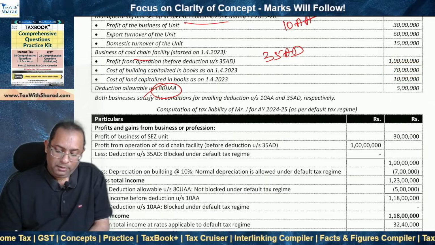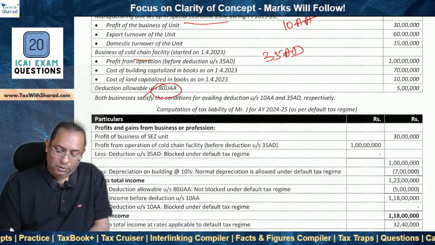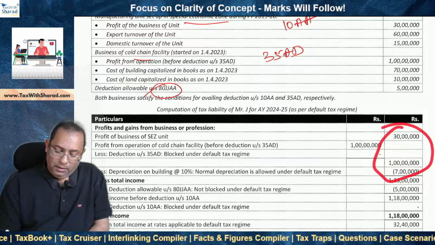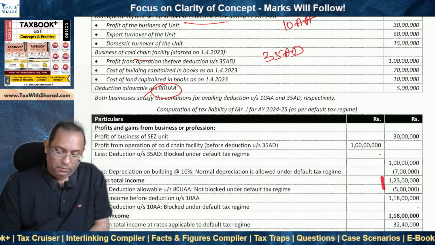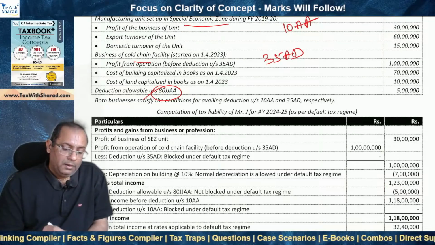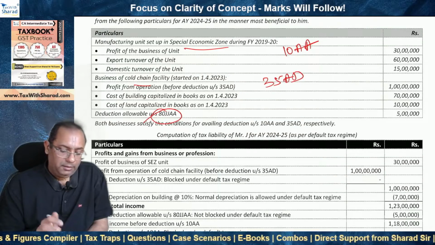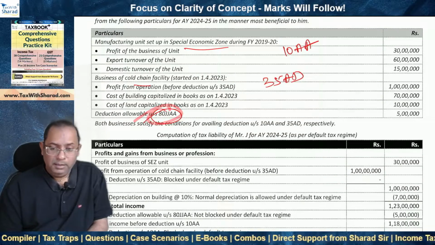70 lakh rupees, so 10% is 7 lakh. This is what you reduce. So gross total income is the total of this, which comes to 1 crore 23 lakh. From the gross total income, you have a deduction under section 80JJAA, which you can see.